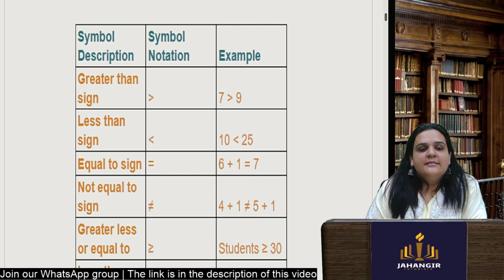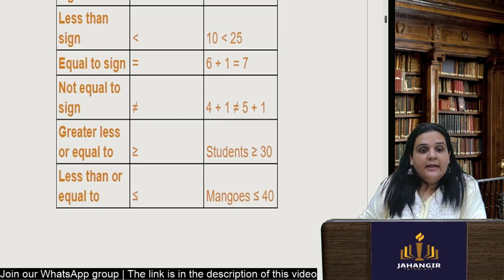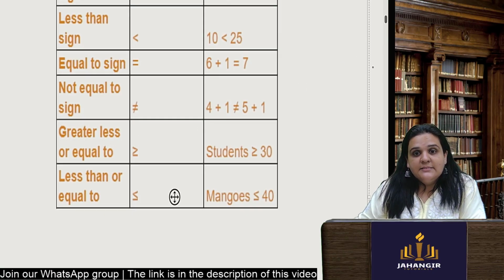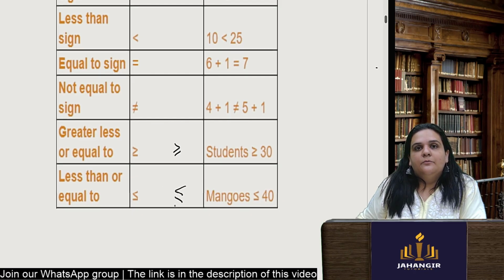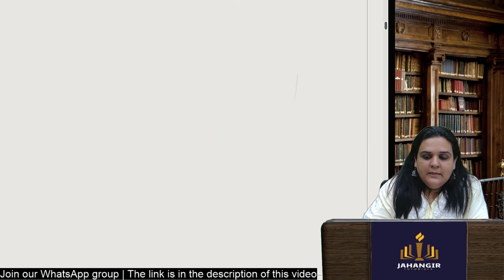Greater than sign, less than sign, equal to, not equal to, greater than and equal to. This is also one sign. Greater than and equal to, and less than and equal to. For example, students which are equal to 30 and greater than 30, mangoes which are less than but equal to 40.